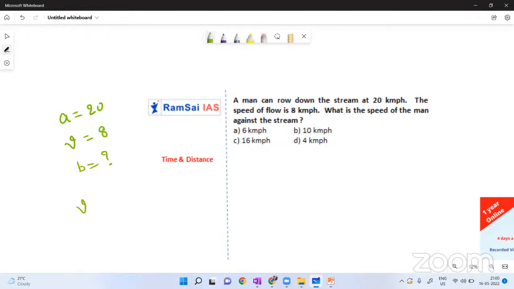We know that v equal to half of a minus b. If you substitute, 8 equal to half of 20 minus b. 8 twos are 16, 20 minus 16 equal to 4, which is option D. How simple it is, right?